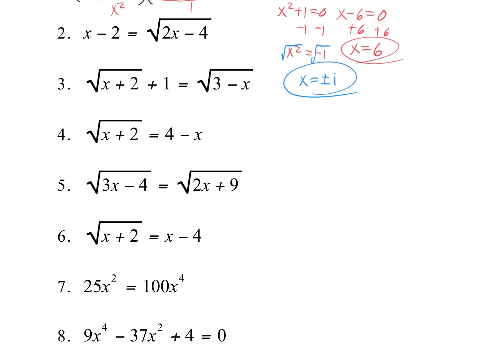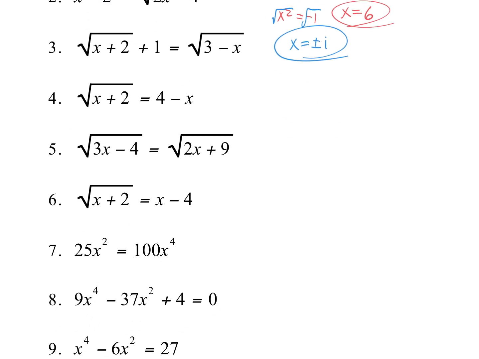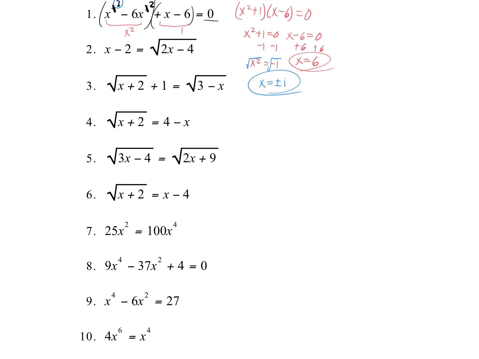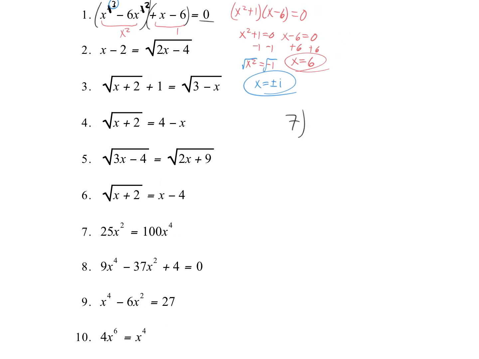Okay, so like I said, I'm going to jump around. Let's go to number 7. And again, you're not going to have room. You can write it off to the side. I'll write it to the side here. We have 25x squared equals 100x to the 4th. This is another polynomial equation.